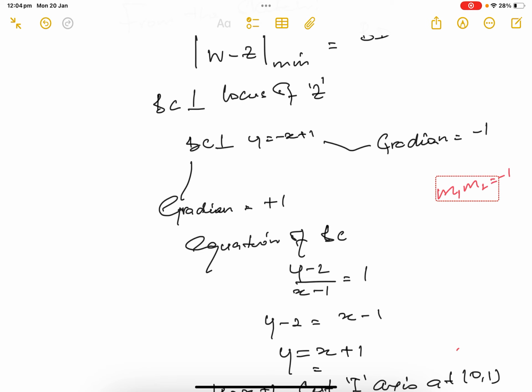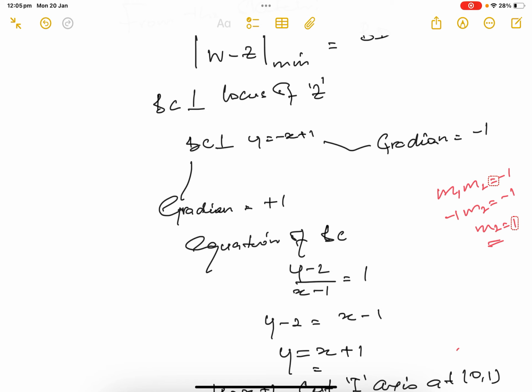So if two lines are perpendicular, and one line's gradient is M1, the other line's gradient is M2, then multiplying those two gives minus 1. But we know one of the lines' gradients is minus 1. Therefore, the other gradient, the BC gradient, must be 1. M2 times minus 1 equals minus 1, so M2 equals 1. So the gradient of BC is 1.